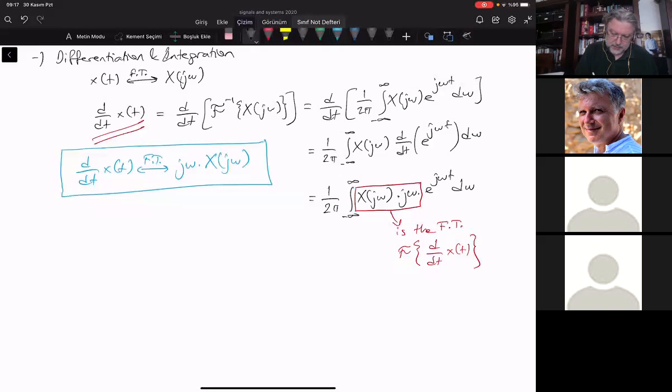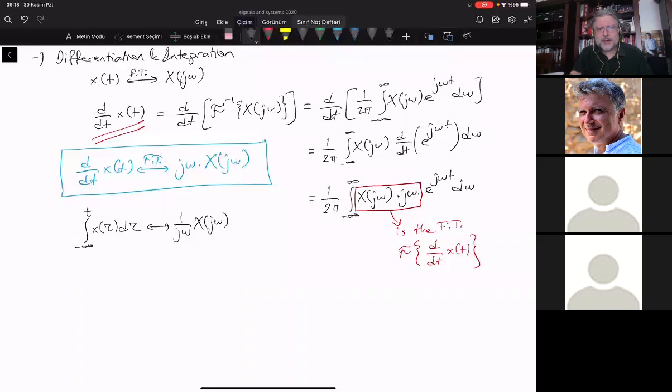The integration is just the opposite of this fact. So this is the integral of x of t, from minus infinity to t, x of tau d tau. And the Fourier transform corresponding to this one is obviously 1 over j omega times X of j omega. Just the inverse operation. Instead of multiplying with j omega, we divide by j omega.